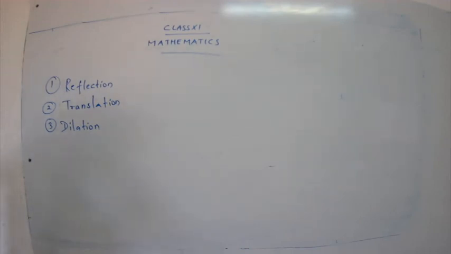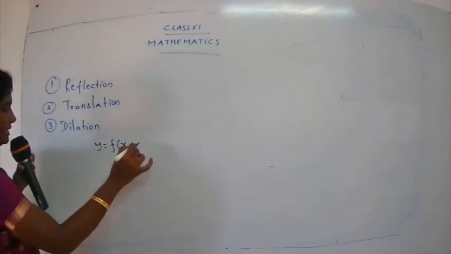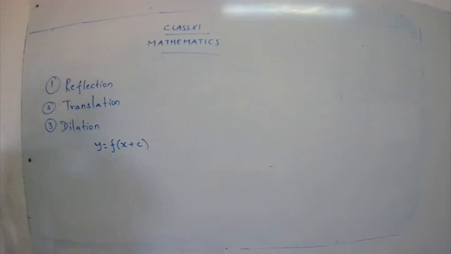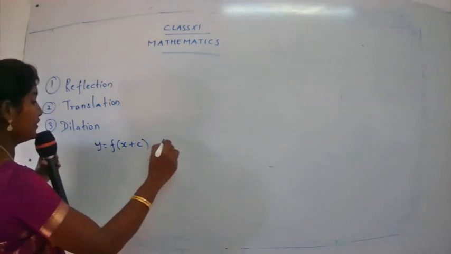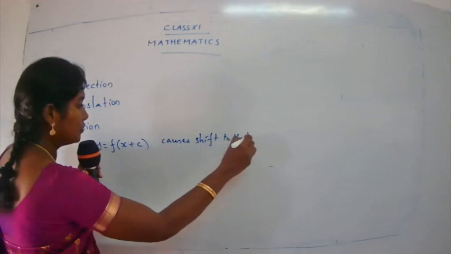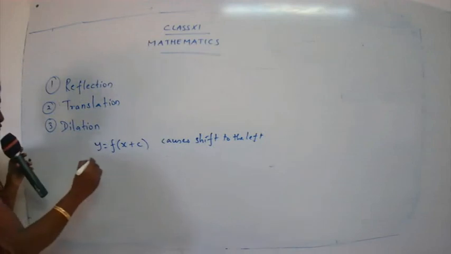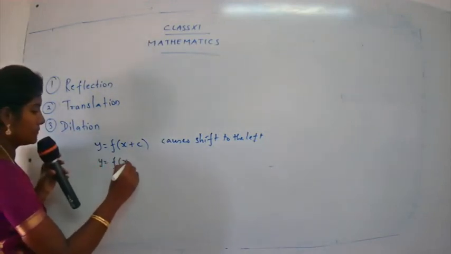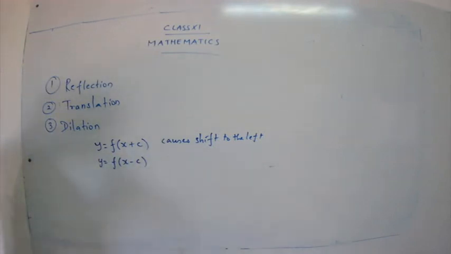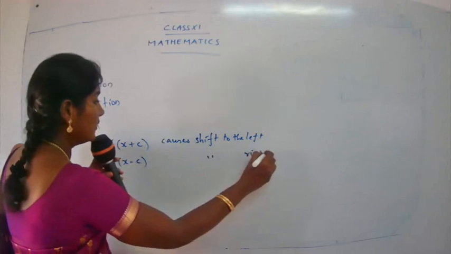So we have totally four different graphs under translation. The first one is y is equal to f of x plus c. If you have such a graph, then it causes the shift to the left. Remember, it causes a shift to the left. So where is the graph going to shift? The graph is going to shift to the left. And if you have y is equal to f of x minus c, then it causes the shift to the right. To the right. So remember the condition.